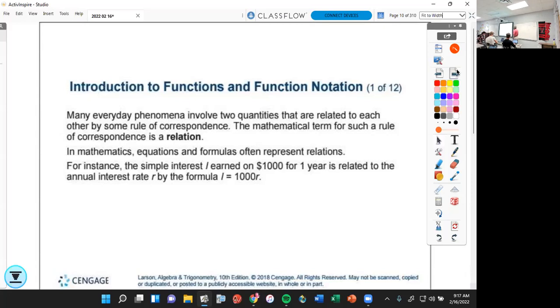So everyday phenomena involve two quantities. The mathematical term for such a rule is a relation. There is a relationship between the two. All functions are relations, right? Are all relations functions? No. Okay, so we're good there.